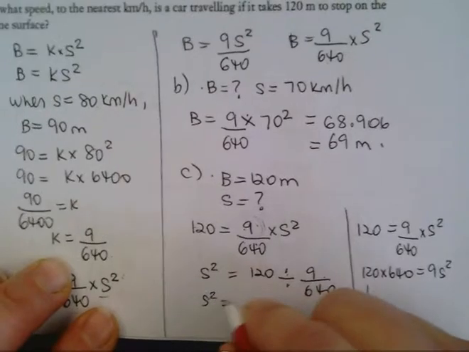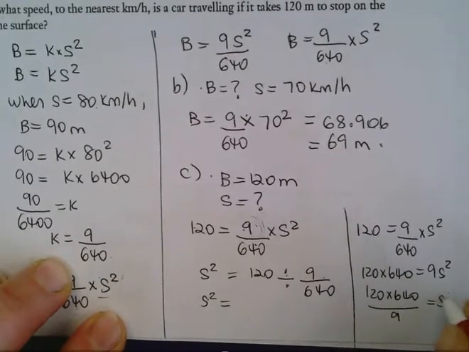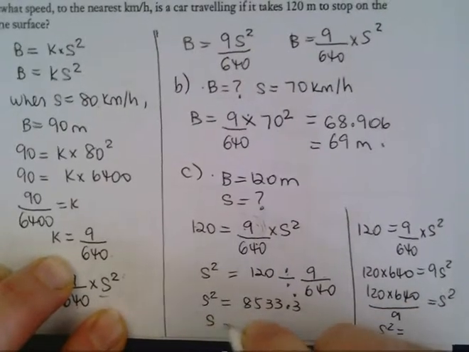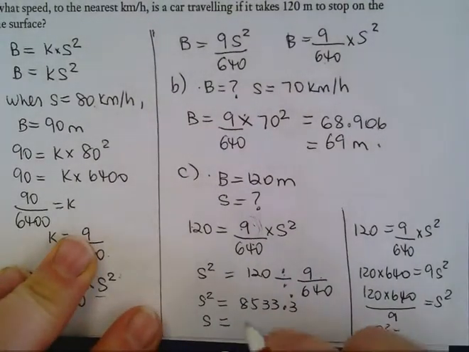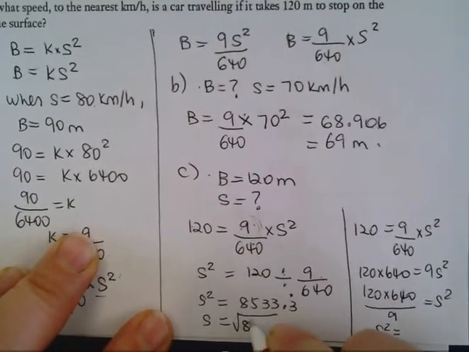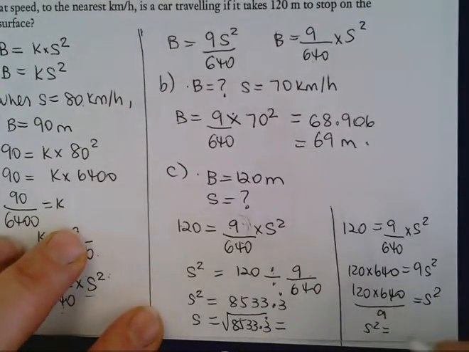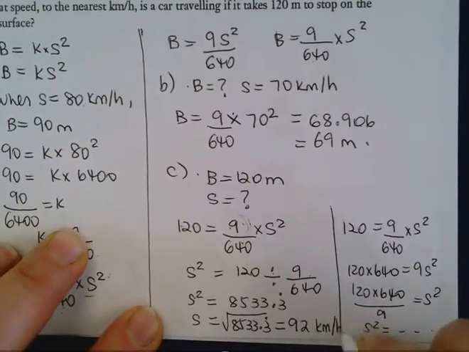So what do we get here? Anyone? So it's 120 times 640 over 9. 8,533.3 recurring, but that's S squared. That's the speed, girls. No cars traveling at 8,000 kilometers an hour. So square root it. I'm running out of room. Just don't round yet. Which is 92.376. So we want it to the nearest kilometer per hour. So 92.3, so I'm just going 92 kilometers an hour.